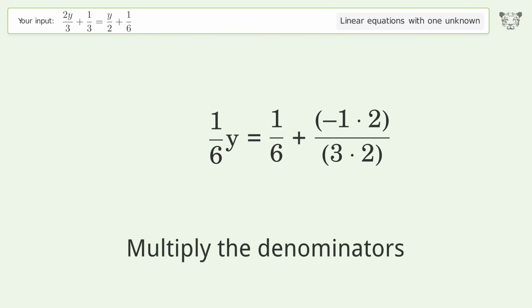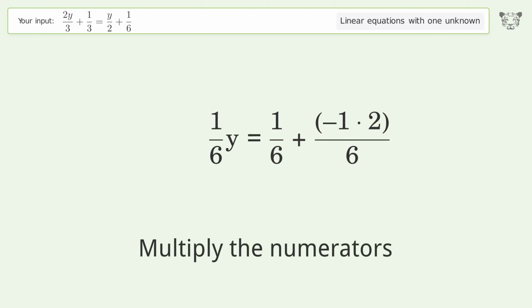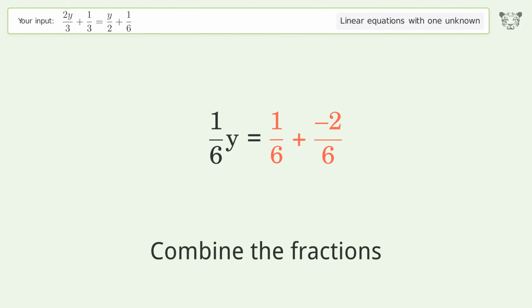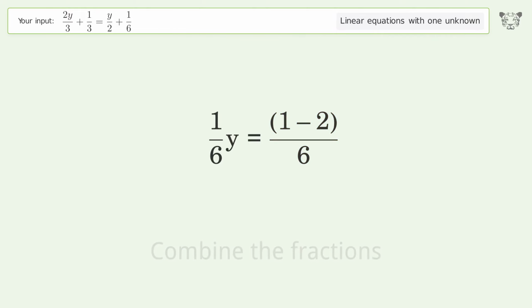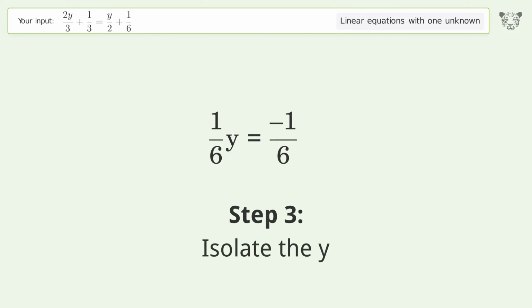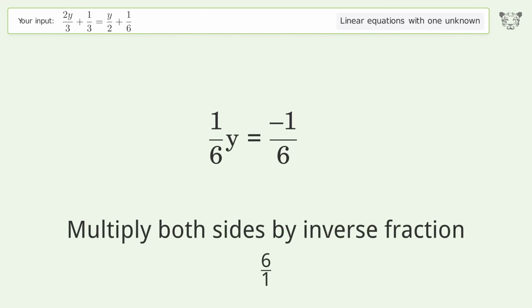Multiply the denominators. Multiply the numerators. Combine the fractions. Combine the numerators. Isolate the y. Multiply both sides by inverse fraction 6 over 1.